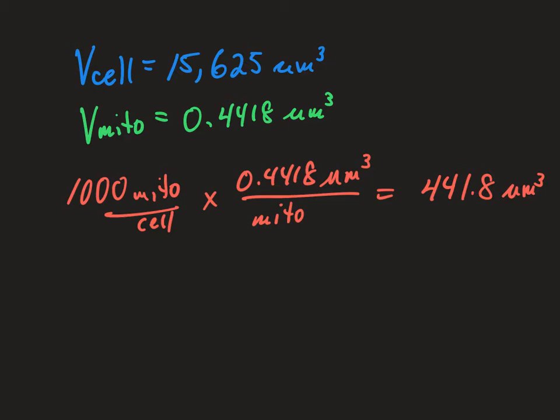If we make it 2,000 mitochondria per cell, times our same number, we get 883.6. That was really badly written.